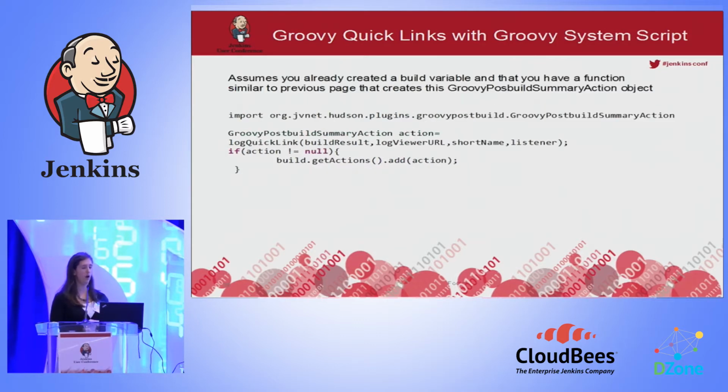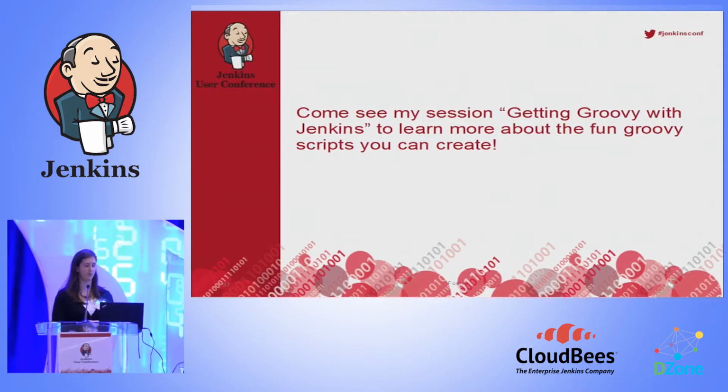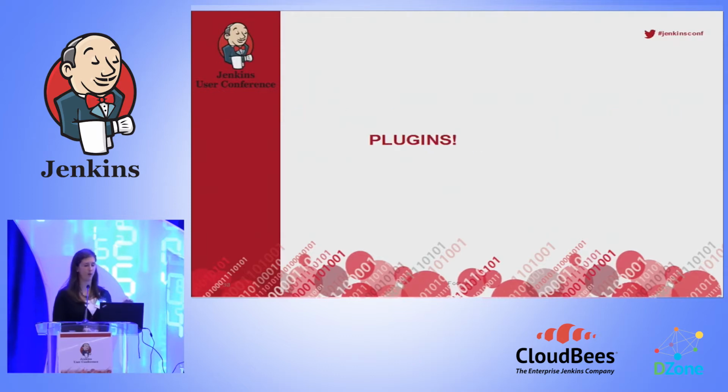So you can do Groovy quick links with Groovy system scripts as well as the Groovy Postbuild plugin. There's always a couple different ways to do whatever you want with Jenkins. It's just finding the way that's best for you. Either one is an option, and this is how you would add that to the job. This would be in a Groovy script that you execute as part of the build. Come to my session tomorrow to go into more depth on that.